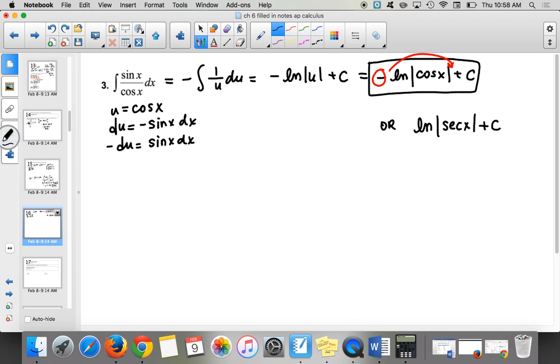All right, so the antiderivative of tangent. So if I'm trying to take the antiderivative of something to get tangent out, it's actually the natural log of secant of x. That's how you get the antiderivative of tangent. Isn't that crazy?